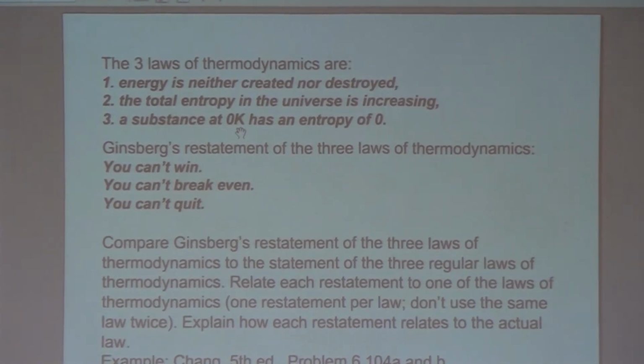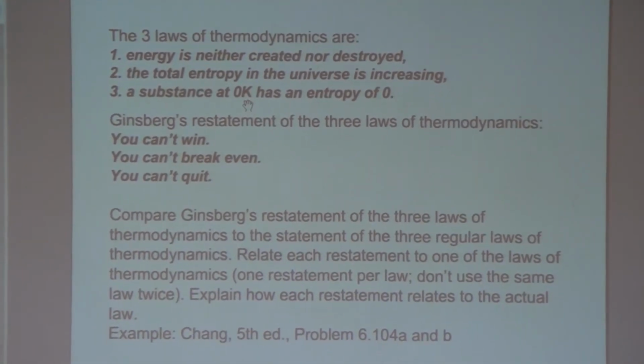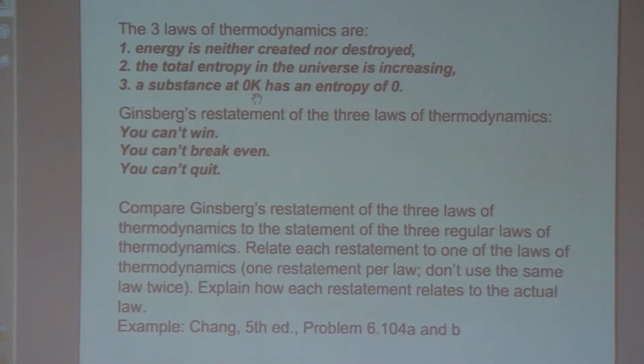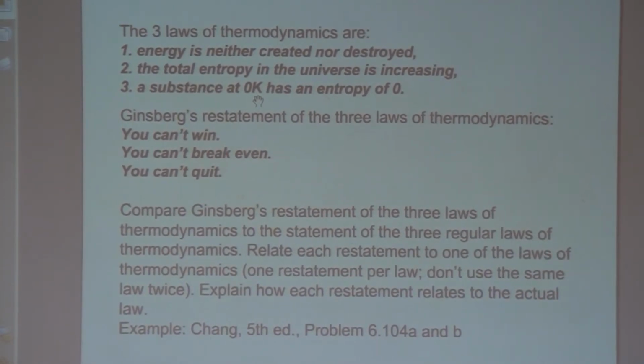Okay, for the third law, a substance at 0 degrees Kelvin has an entropy of 0. So what does this mean in terms of reaching absolute 0 as a temperature? Not possible. Yeah, not possible.